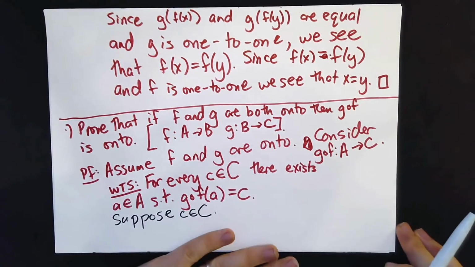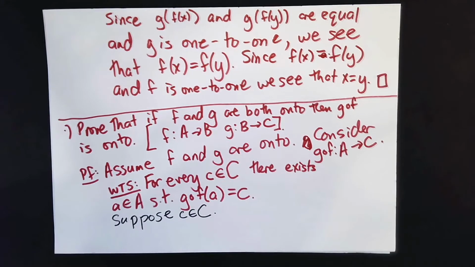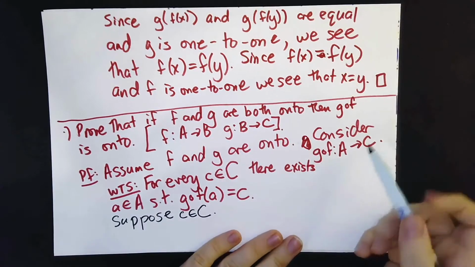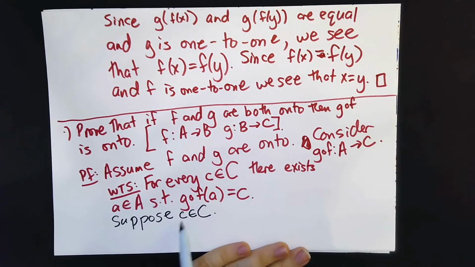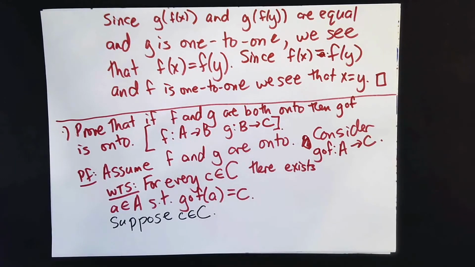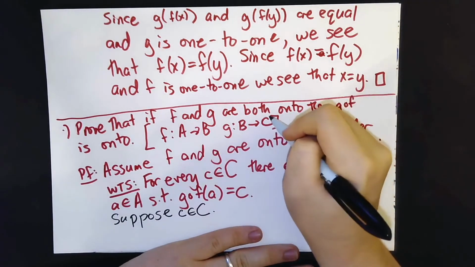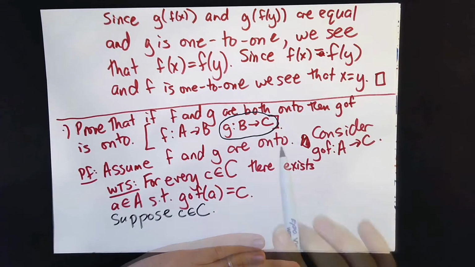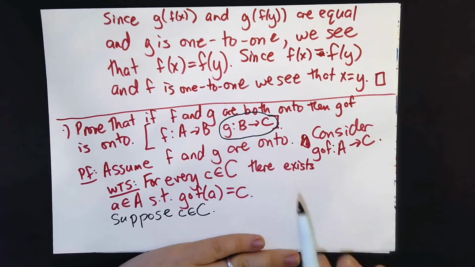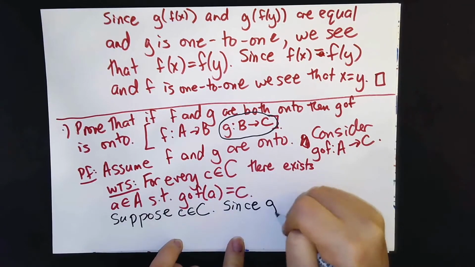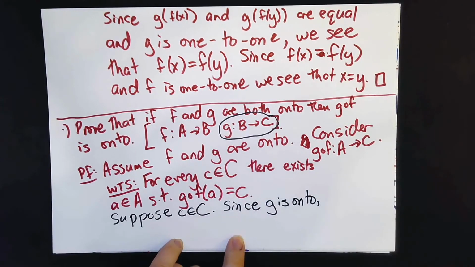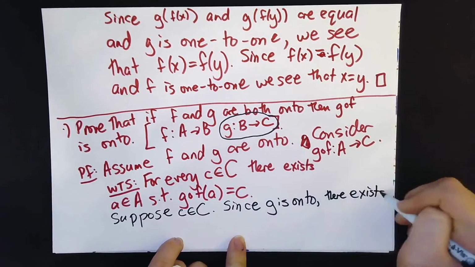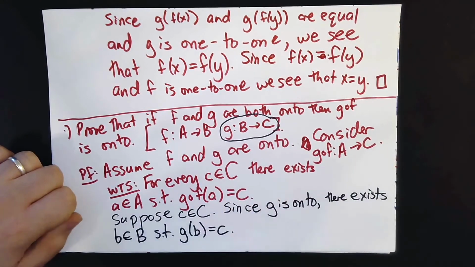So now we have our little c in big C, and we want to now show that there's a little a in big A that will map to it. Unfortunately, my hypotheses don't let me do anything right away that involves big A. But the thing I do have hypotheses about is this map g. Namely, I know g is onto. And so, since g is onto, what does that tell me? Well, it tells me that there exists a little b in big B that maps to little c.